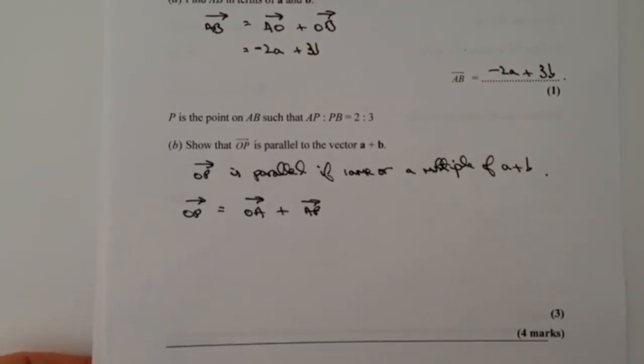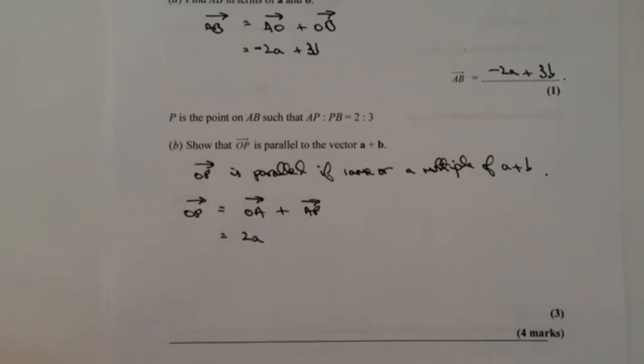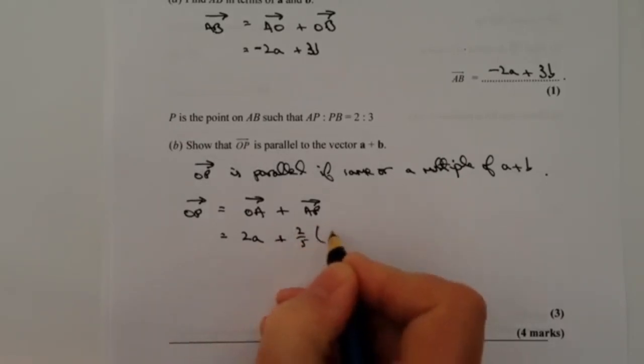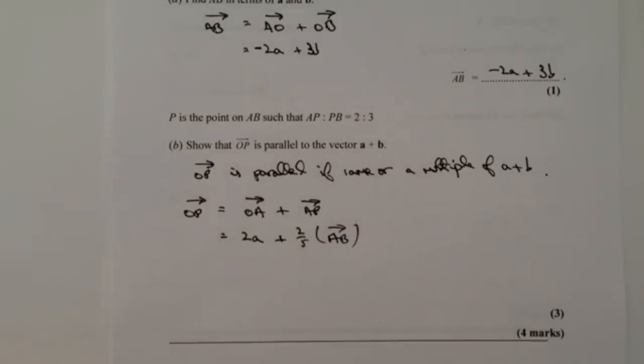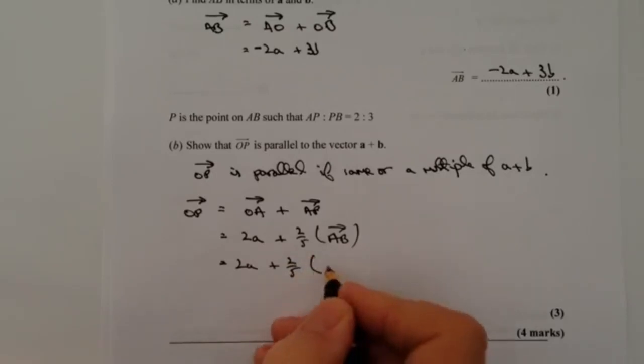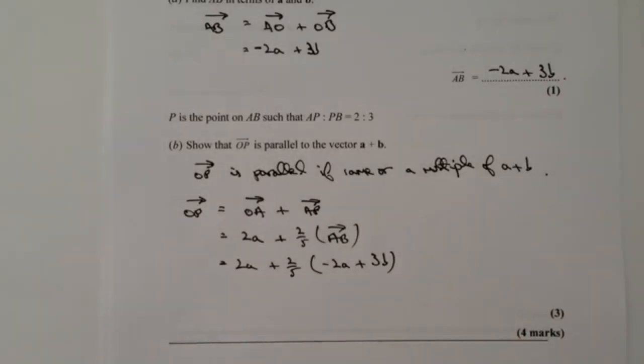Okay, so I suggest that you print off a copy of this particular question so that we can work through it side by side. So vector OA we know is 2a, that's fairly straightforward. We also know that AP is, as we mentioned before, going to be 2/5 of the vector AB. Well, let's just plug some numbers in there and see what happens. So we end up with 2a plus 2/5, and in brackets I'm going to put minus 2a plus 3b. And then really you've answered the question.